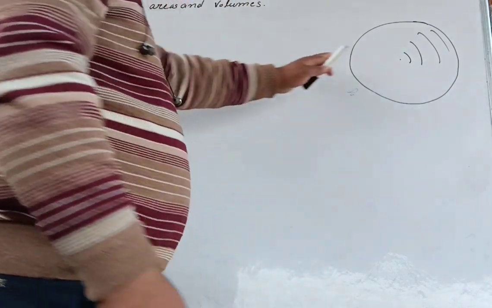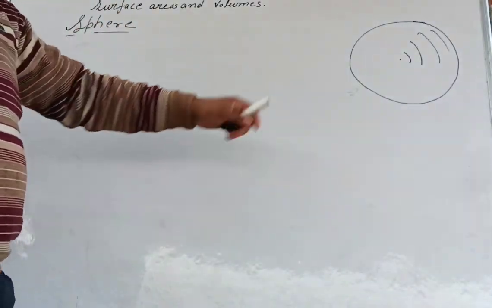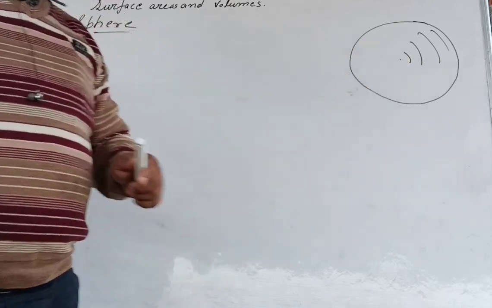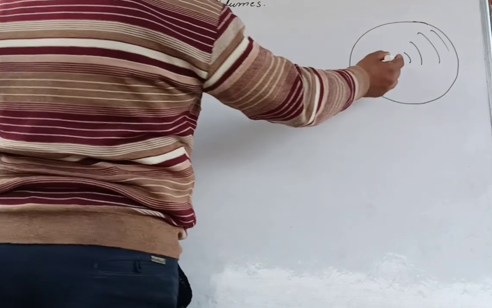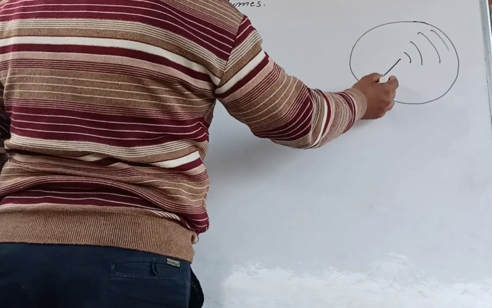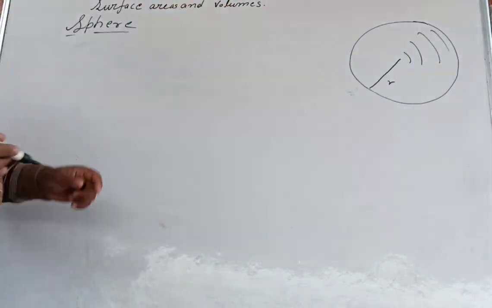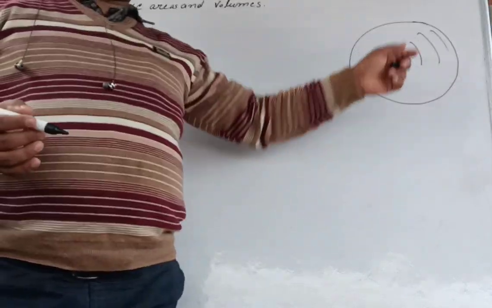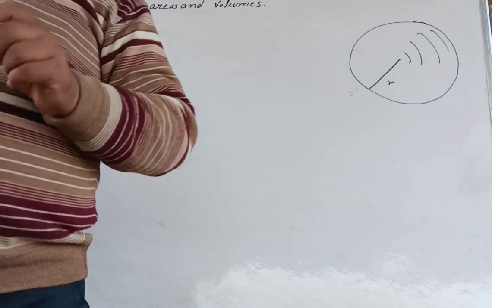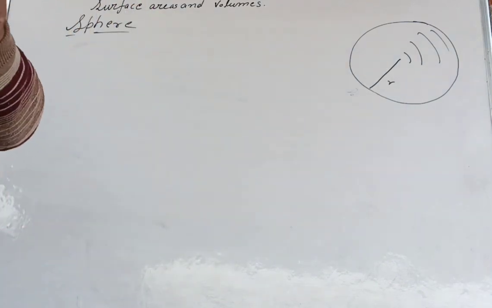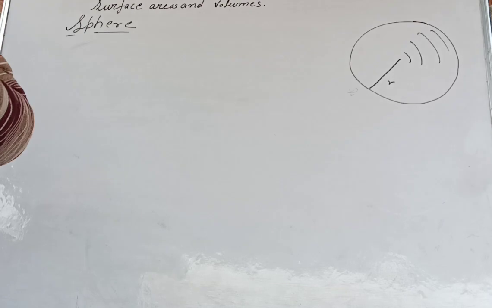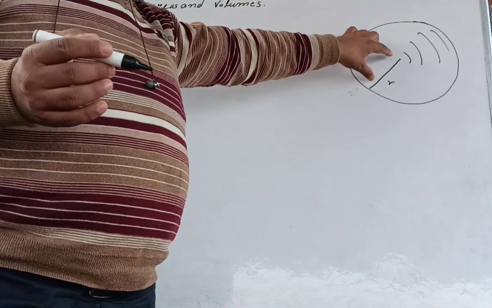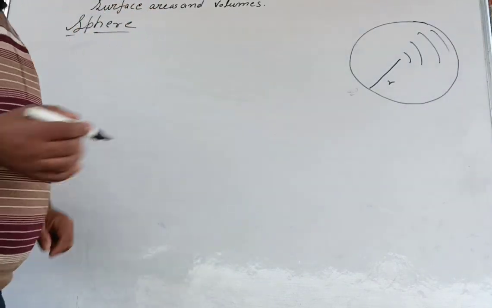Sphere. A sphere is a three dimensional shape, but here we represent it in circular form. Suppose this is a three dimensional shape. It has radius r. When we roll a wire around the sphere, we find the area of the wire in four times the radius of the circle of the sphere, which is equal to the radius of the sphere.